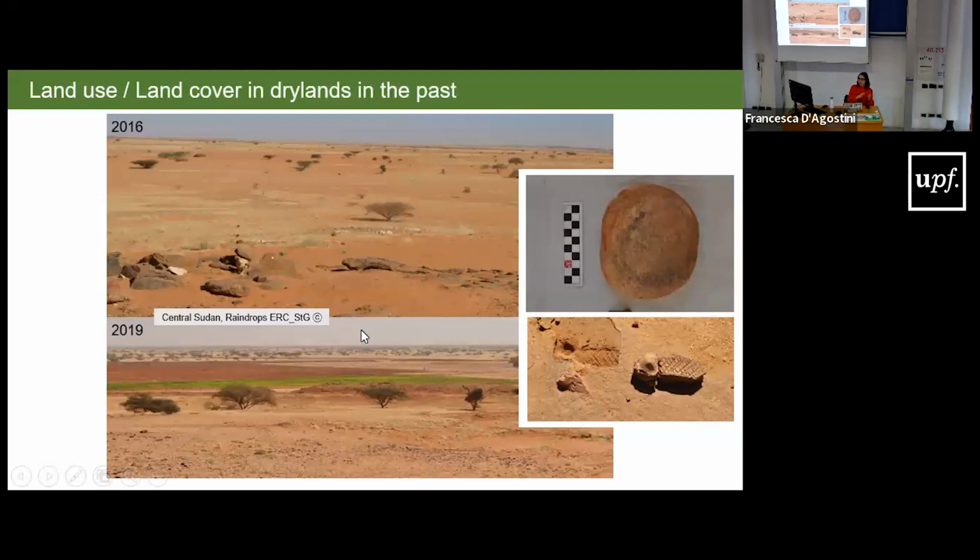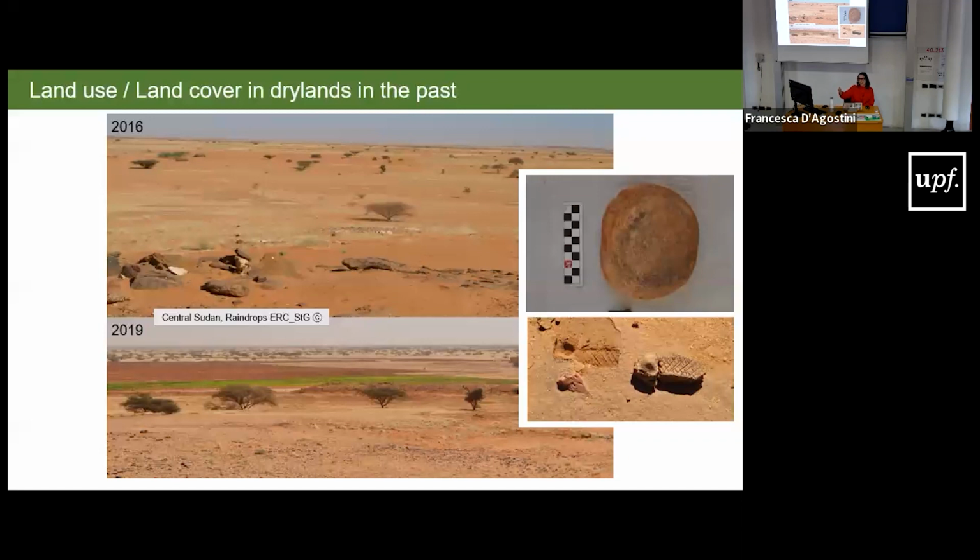One thing that I have just mentioned, but I want to emphasize again, is that not only the biodiversity of plants and animals is very high in drylands, but also the human strategies developed for adaptation. Again, I wanted to give you some examples.